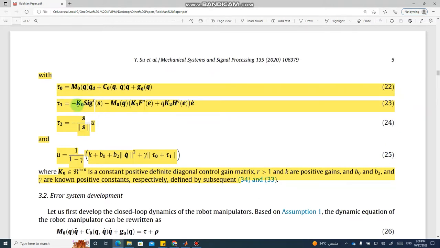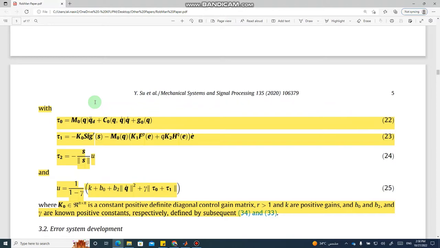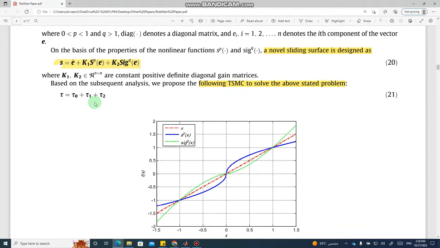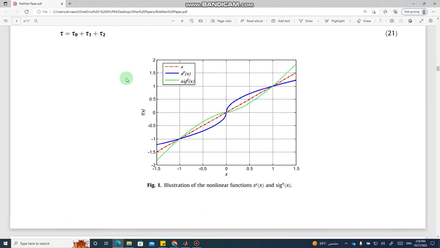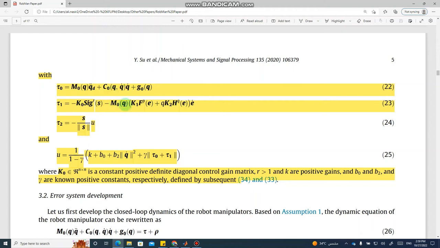Then tau 1 is sigma power r, same as sigma power q, but instead of q we have r here. And m naught times q, so times k1 fp, is the function fp that we saw above. So it's the fp function of error, and then the hq function of error, which we also saw above.